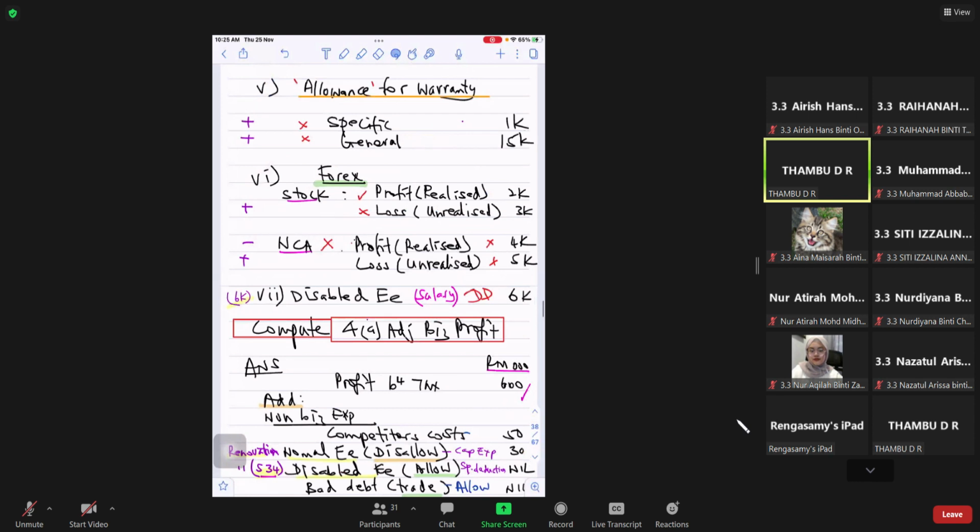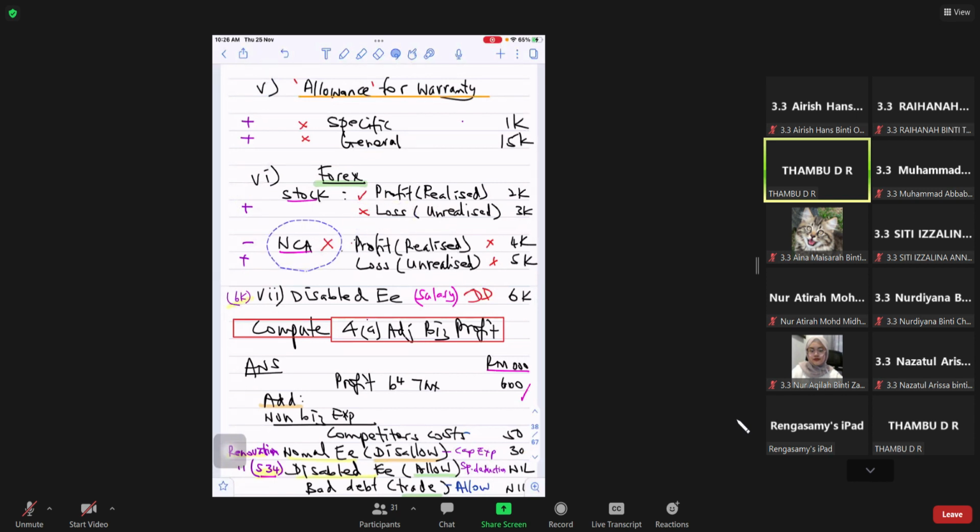Forex. Forex relating to stock or inventory. When you sell stock or goods, trade receivable on credit. When you buy, trade payable on credit. That is business. So stock relating to trade payable, trade receivable, if realized, allow. Allow means nothing to do. Unrealized, any kind, not allowed. So loss, you minus, I add.